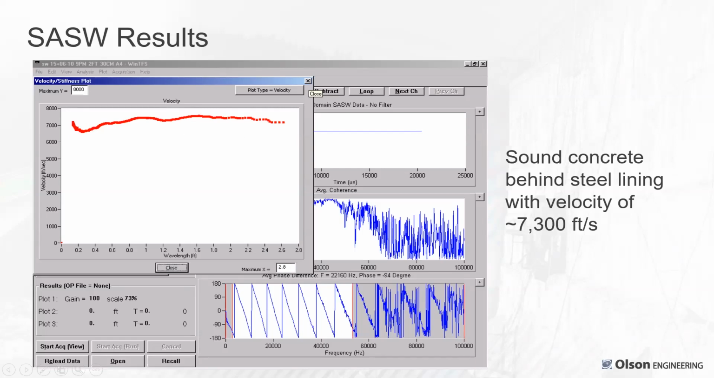Shear waves, surface waves are typically in the range of 6,000 to 9,000 feet per second. Can be a little slower or faster depending on the concrete. Faster is stronger, higher modulus concrete.